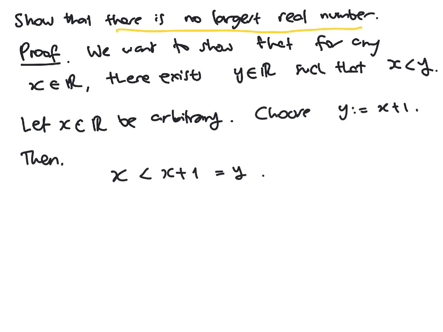So let's see again the structure. We want to show for any x in R, we let x be arbitrary. There exists y in R, we choose a real number. We can actually even say that this is a real number, right? And then we show that this property holds. And we show that x is less than x plus 1, which is equal to y, and we are done with the proof.